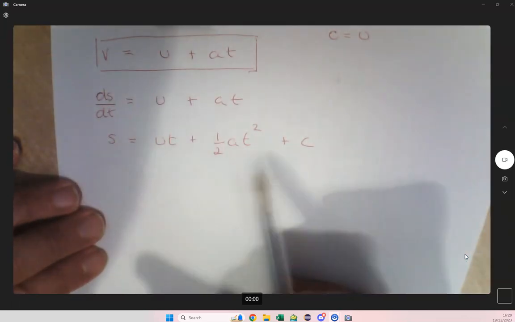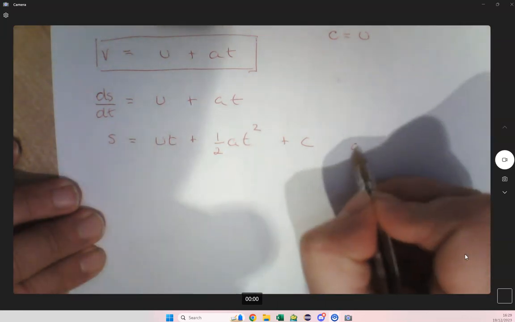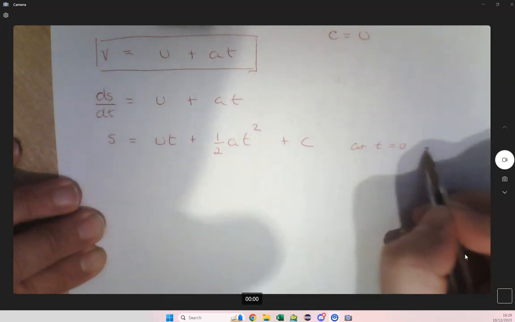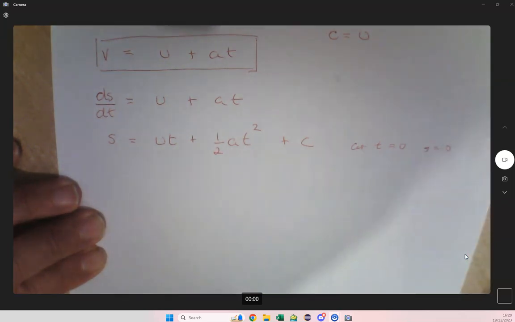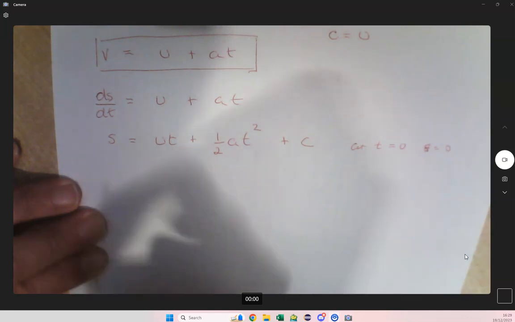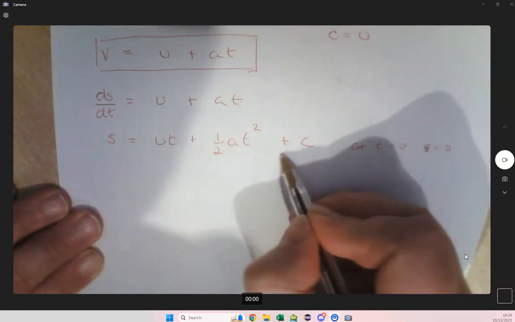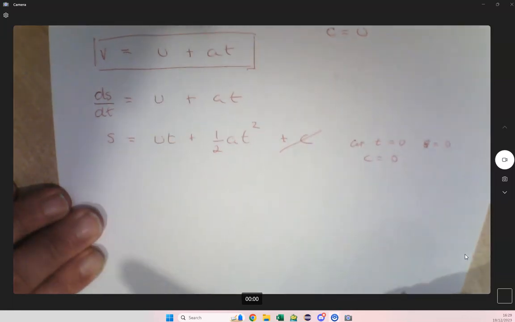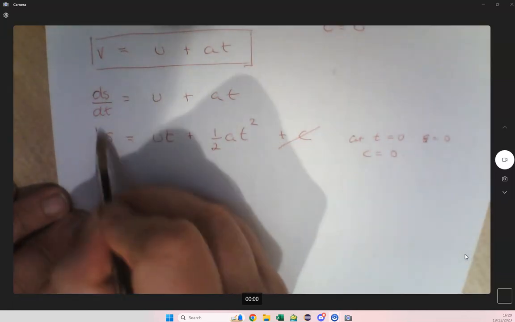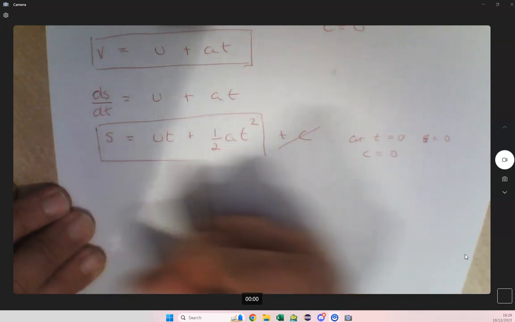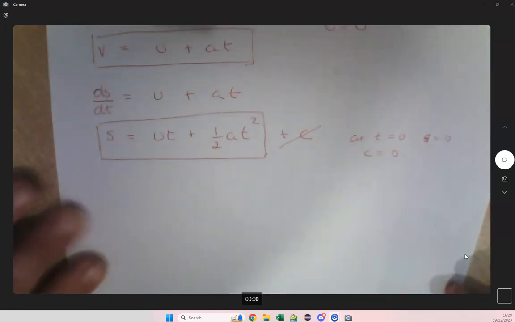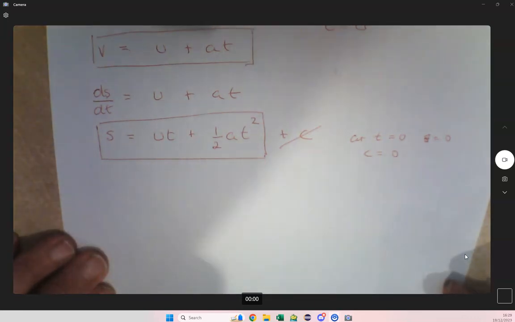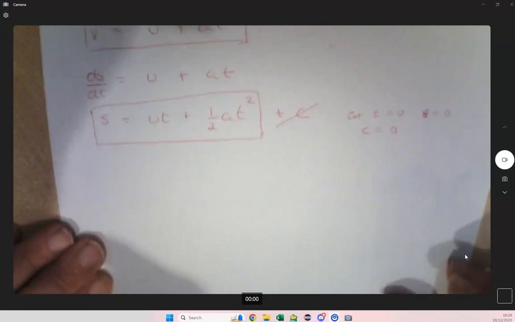So, all right, I've got that. Now, I know that at t is equal to 0, s is going to be 0. I haven't moved, so my s is going to be 0. So therefore, I know that my constant is going to be 0. All right? So therefore, I'm now at the scenario where I've worked out my second SUVAT, nice and straightforwardly.